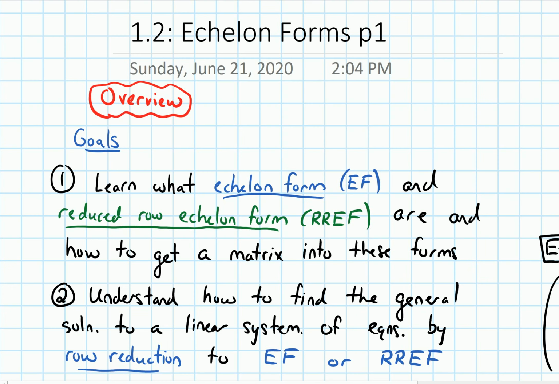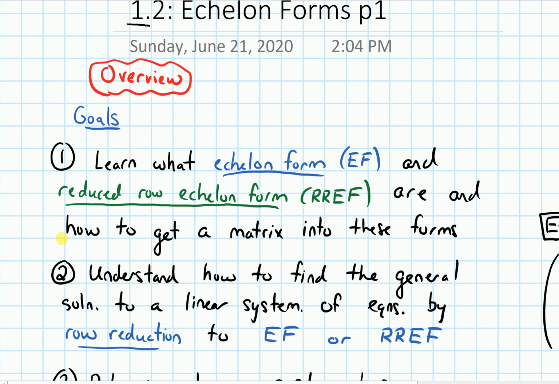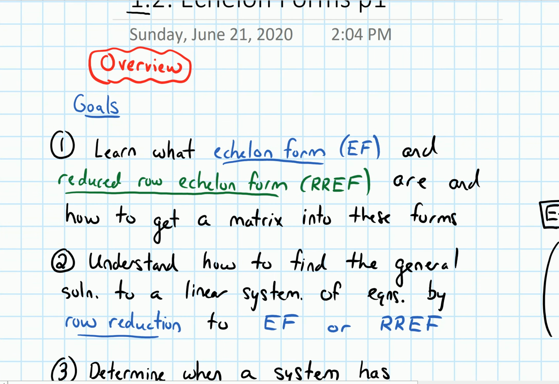In this video, I'm going to give an overview of section 1.2, which is on the echelon forms of a matrix. So the key goals for this section are, so first we'll talk about what an echelon form is and what a reduced row echelon form is. I'm going to be using those terms so often that I have abbreviations for them.